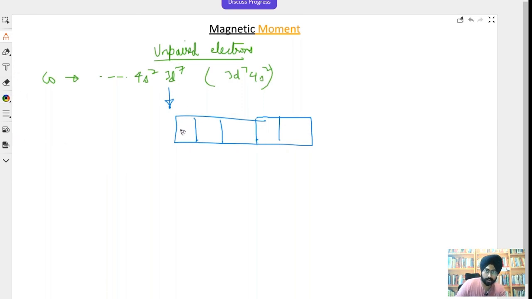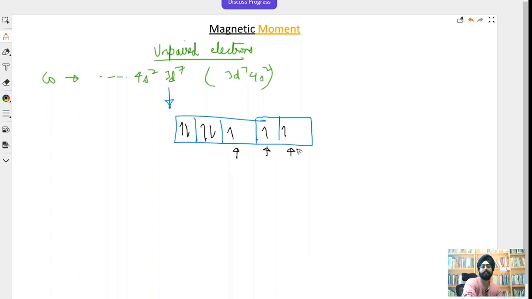Now how will I fill up these? I will fill these up using Hund's rule of maximum multiplicity, or Hund's rule. So I will fill 1, 2, 3, 4, 5, 6 and 7. Okay. So 1, 2 and 3 electrons are unpaired. These electrons are paired, these electrons are unpaired.